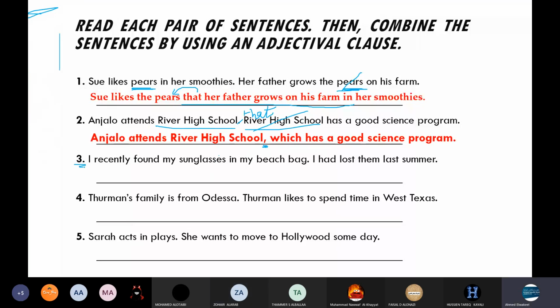And number 3, I recently found my sunglasses in my beach bag. I lost them last summer. Seen? So we have sunglasses and we have them.